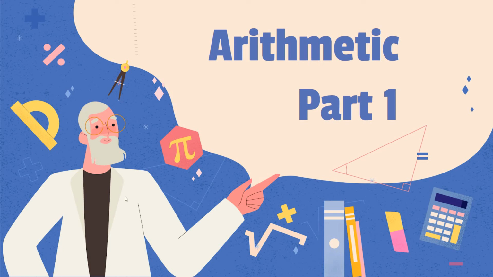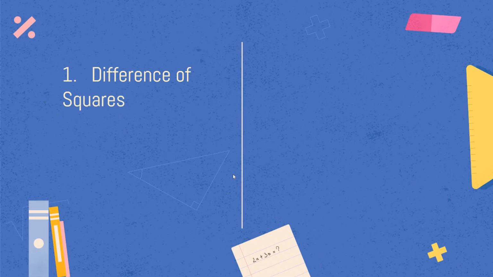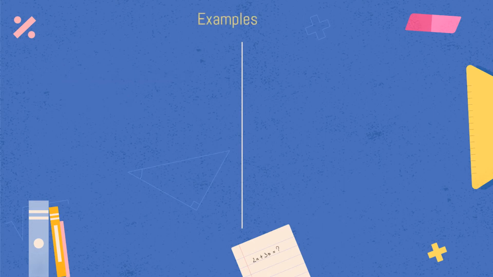This is the first episode of this Mathcounts series where we will be learning arithmetic as our first topic, and this is part 1 of arithmetic. Today we will be learning about the difference of squares. Let's look at some examples, or one example.